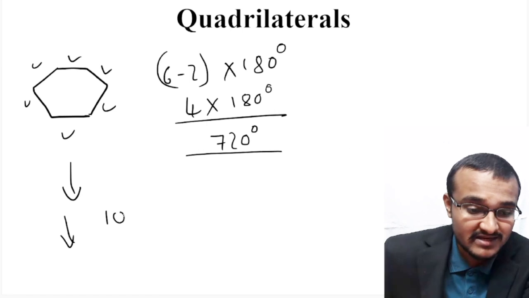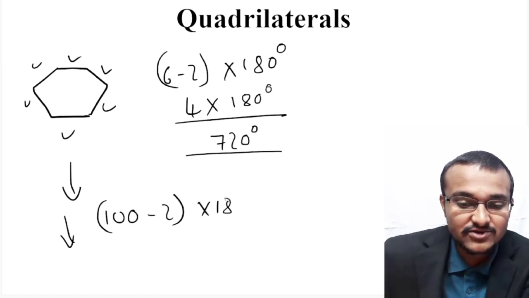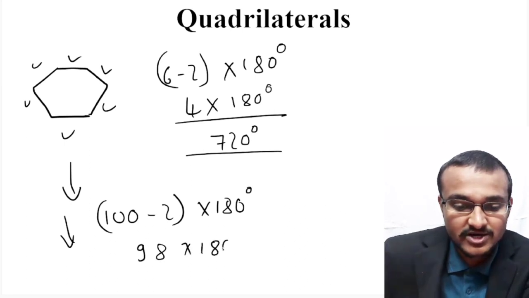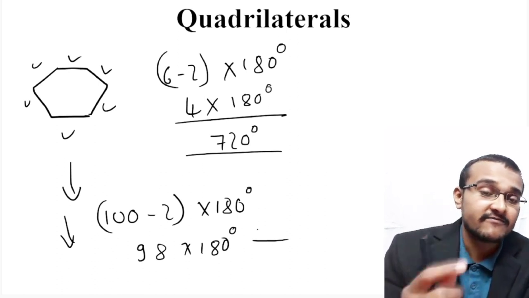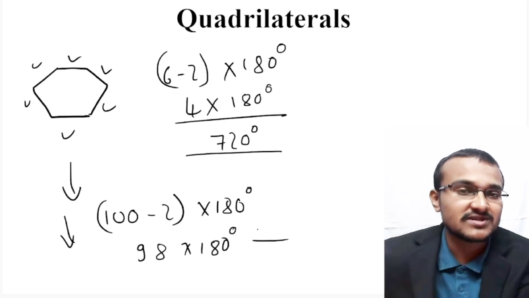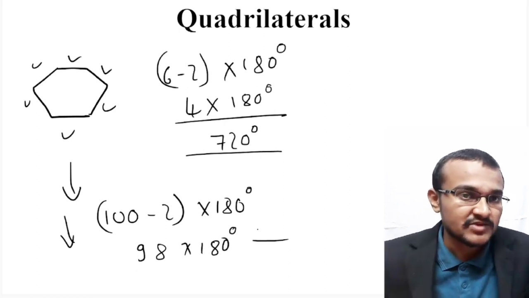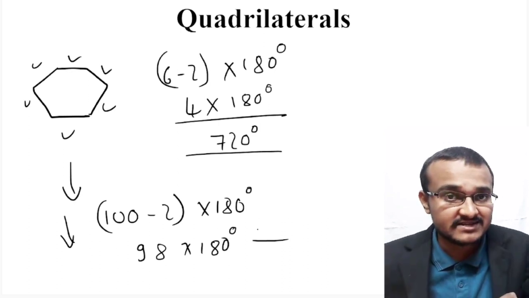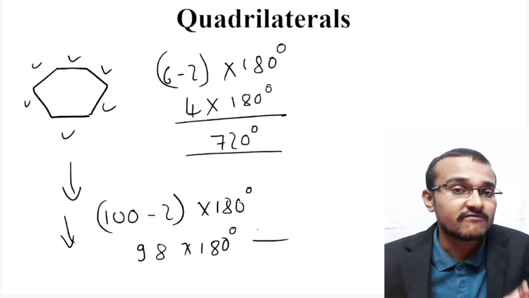So if a polygon has 100 sides, you just need to subtract 2 from that 100, and you can multiply with 180 degrees. So it will be 98 into 180 degrees. Whatever answer you get here will be the sum of interior angles of a 100-sided polygon. Like this, for any number of sides of a polygon, you should just subtract 2 from that number of sides and multiply that with 180 degrees. That will be the sum of interior angles of a polygon.